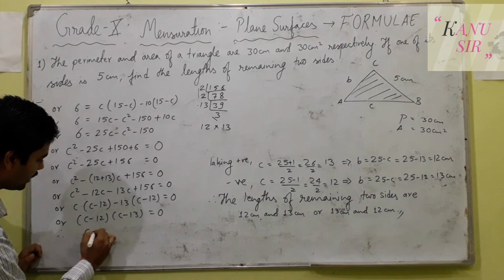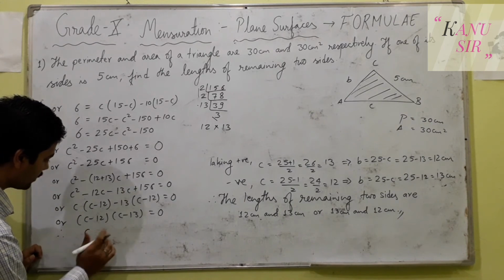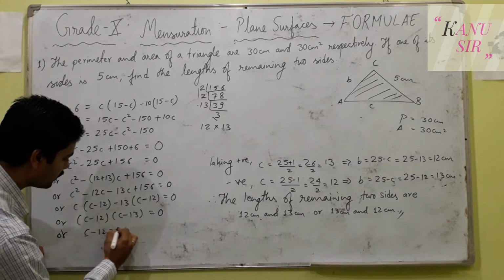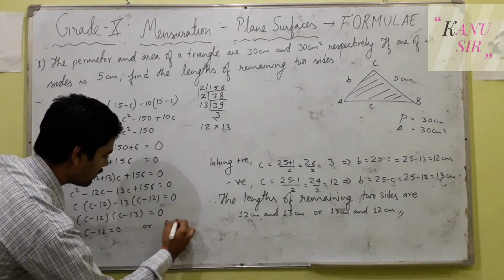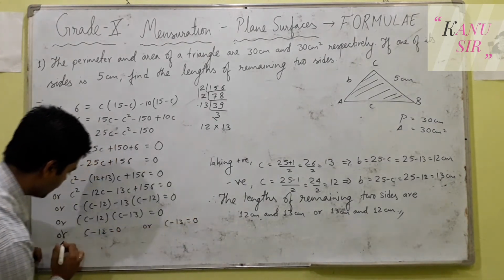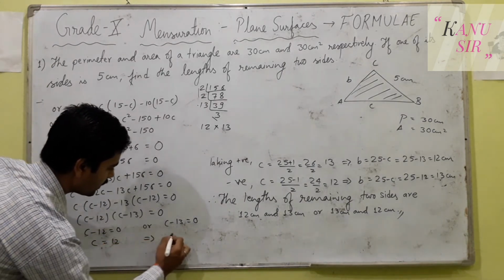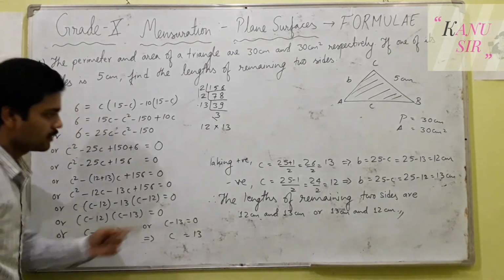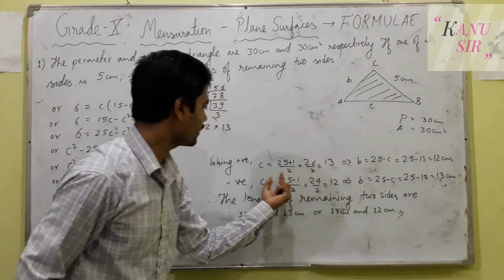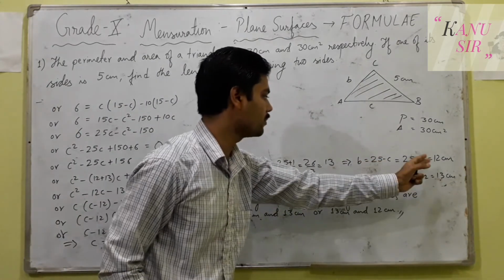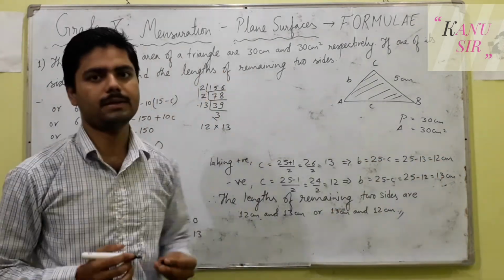And the value of c is either c minus 12 equals 0 or c minus 13 equals 0. This implies that the value of c is 12 or the value of c is 13. Like here, either the value of c is 12 or the value of c is 13, and we will get the value of b as 13 or 12.